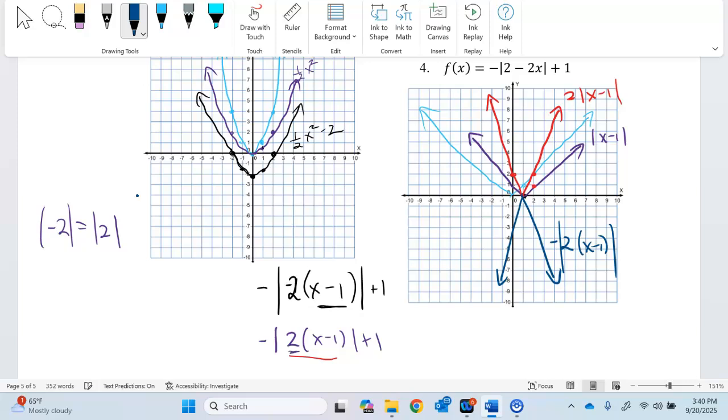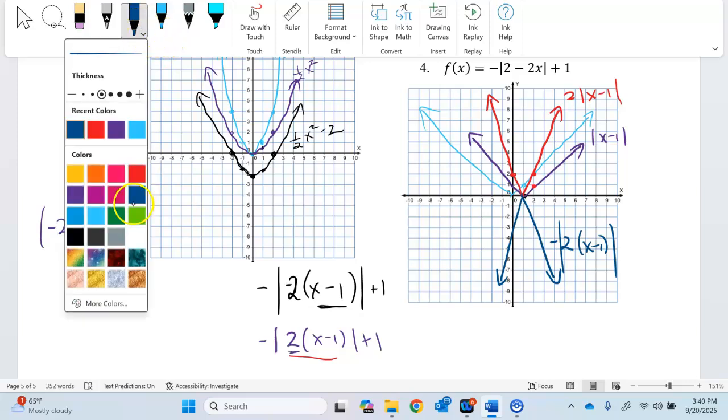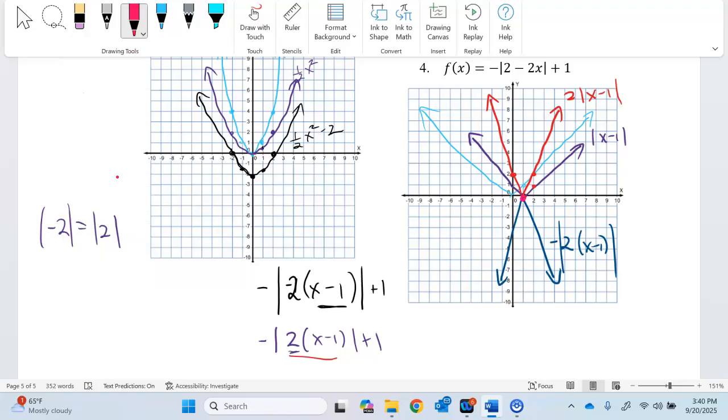And it's getting a little messy here. Let's go with pink as my final answer. So it's this blue graph moved up 1. So I got to take this point and move it up 1. And do the best I can. I'm running out of room here, but it looks something like that. Okay? And that's the plus 1 shift at the end.